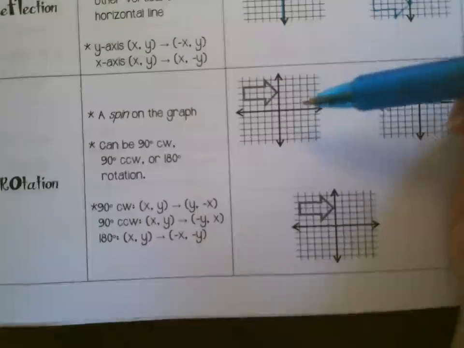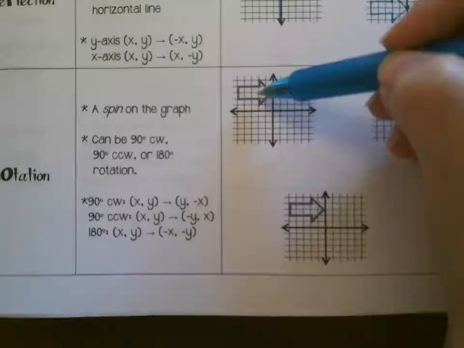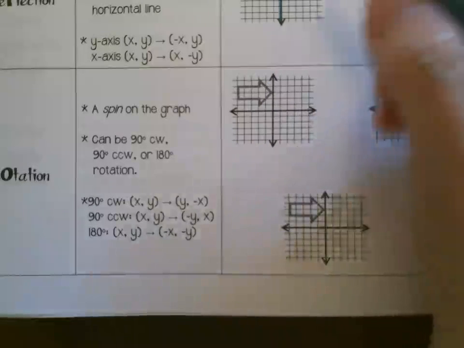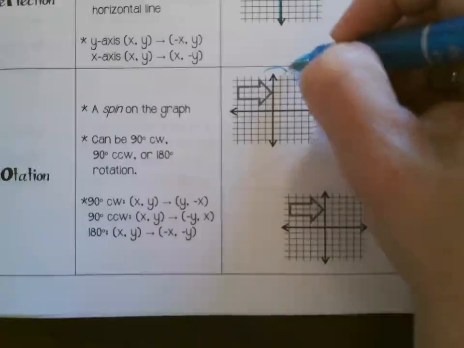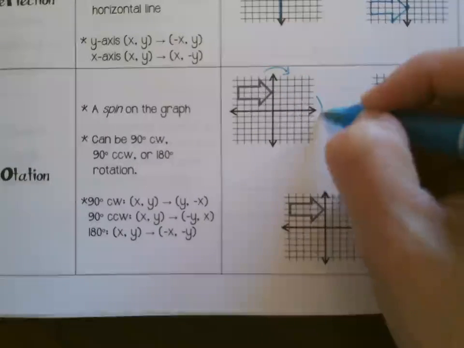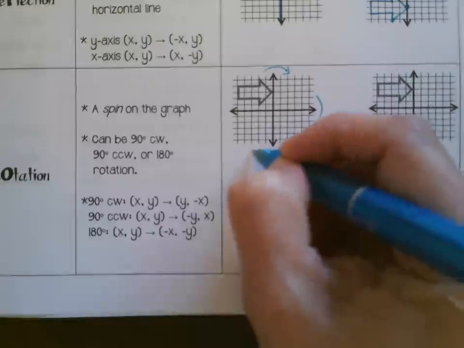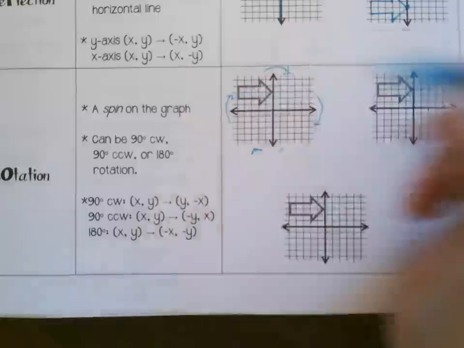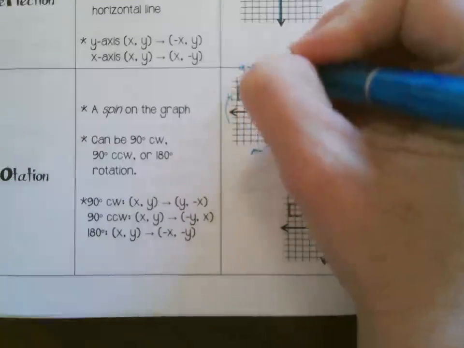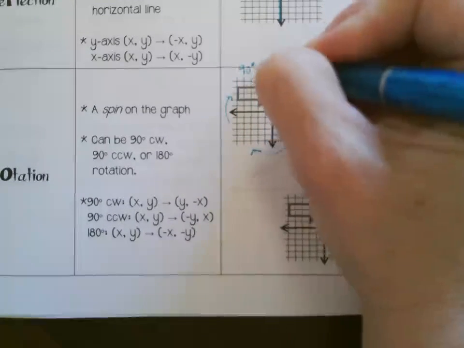Now, whenever we rotate 90 degrees, basically what we're doing is we're rotating our quadrants. So this quadrant is going to move there, that one's going to move there, that one's going to move there, and that one's going to move there. That's if we do a 90 degree clockwise.